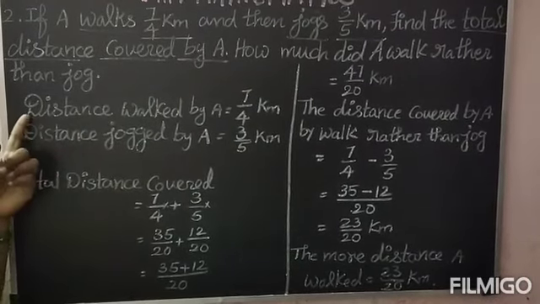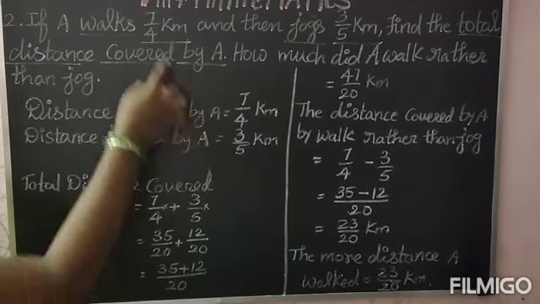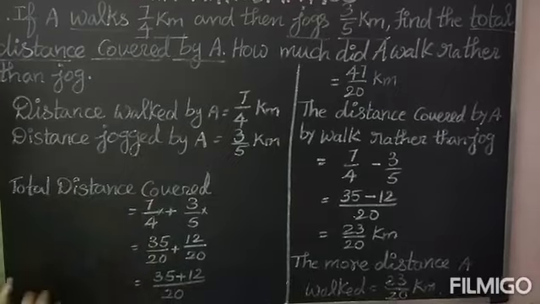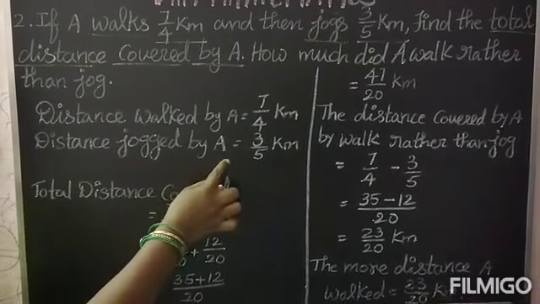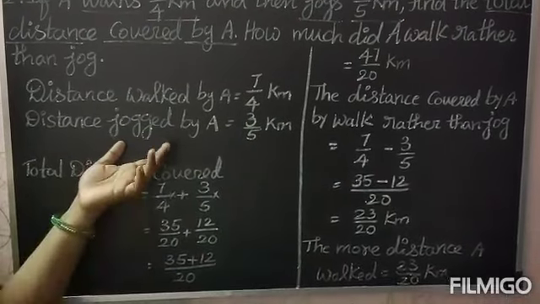So see the one. The distance walked by A: how much distance walked by A? 7 by 4 kilometer. Then the distance jogged by A equal to 3 by 5 kilometer. So first we write the given.